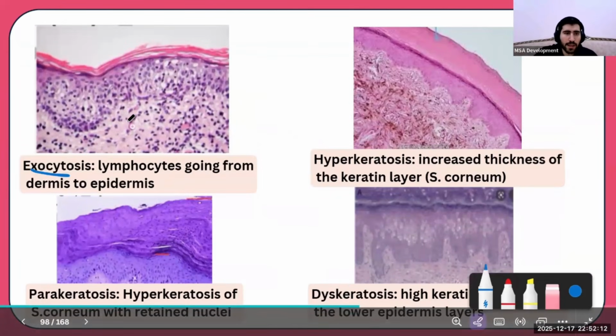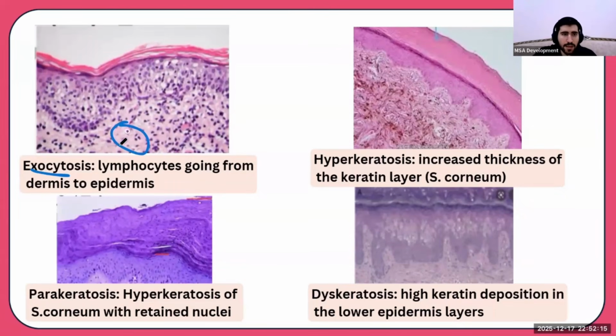Exocytosis is when the immune cells that are in the dermis reach the epidermis. Normally, epidermis doesn't have lymphocytes and white blood cells, but in inflammation, they may reach it, and that's exocytosis, which is lymphocytes going from dermis to epidermis.